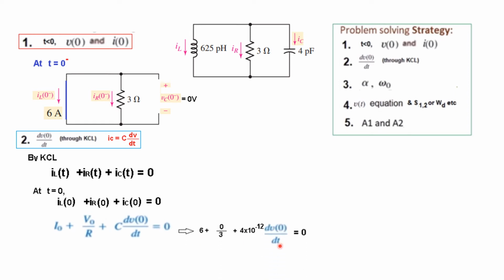And now plugging in the value, I0 or IL0 was given 6 ampere, so write 6. V0 is 0 volt, so 0 divided by 3, and C value is given 4 pico, so 4 into 10 raised to the power minus 12 dV0/dt. So from here we can calculate dV0/dt: minus 6 divided by this, that is minus 1.5 times 10 raised to the power 12 volts per second. So we'll keep a note of this because we are going to use this value subsequently.